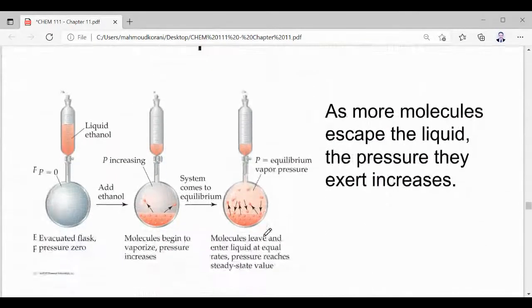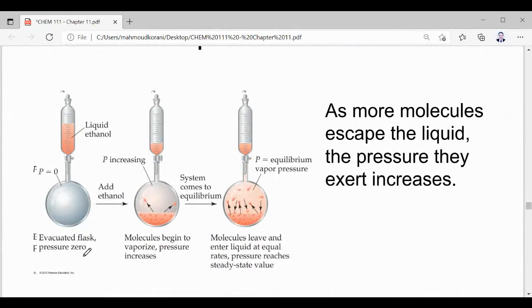Okay, we're still discussing vapor pressure. If you have a glass vessel like this one, an evacuated flask, the pressure is 0 here, nothing here. I just allow liquid ethanol to be inside. In the beginning, few molecules escape to that space to form a vapor. At some time, the system comes to equilibrium. Here, the pressure is 0, and we have only evaporation. Molecules begin to evaporate and the pressure above the liquid increases. Molecules leave and enter the liquid at equal rates, and at some time you reach the dynamical equilibrium.